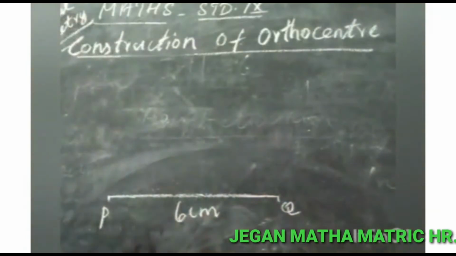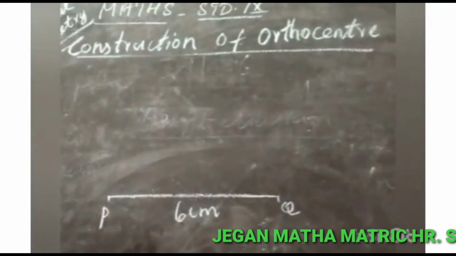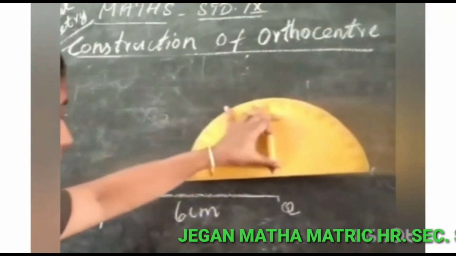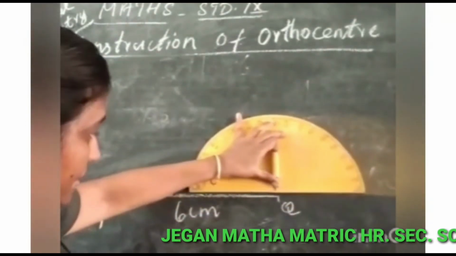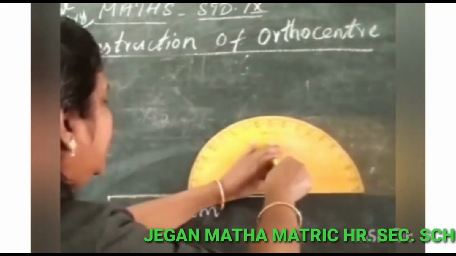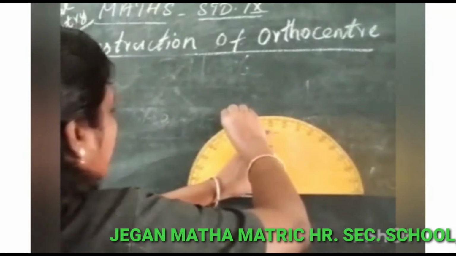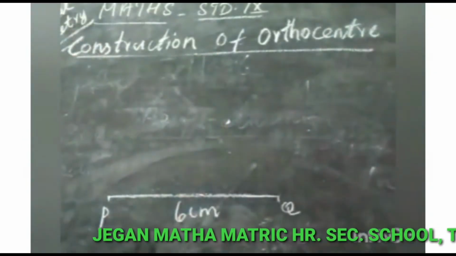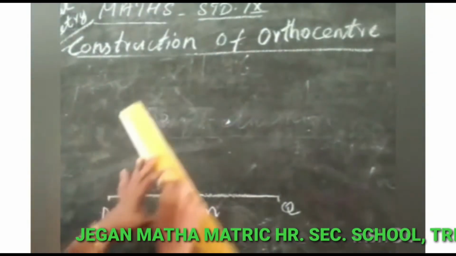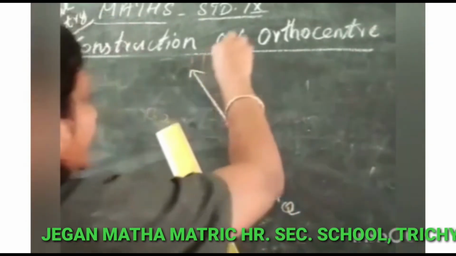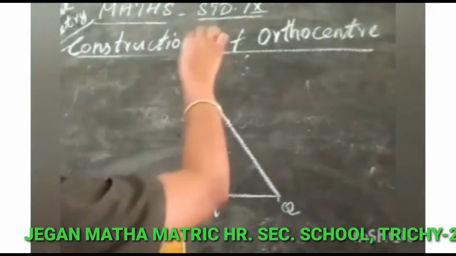After that, they are giving the measurement of angle Q, that is 60 degree. So by using the protractor, take the measure of that angle 60 degree and keep it on Q. This one, 60 degree, is an acute angle only. You can mark that point and then extend the line. Put the name X.